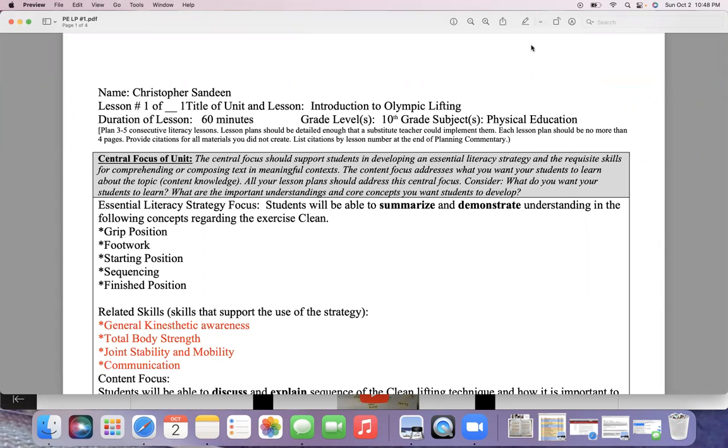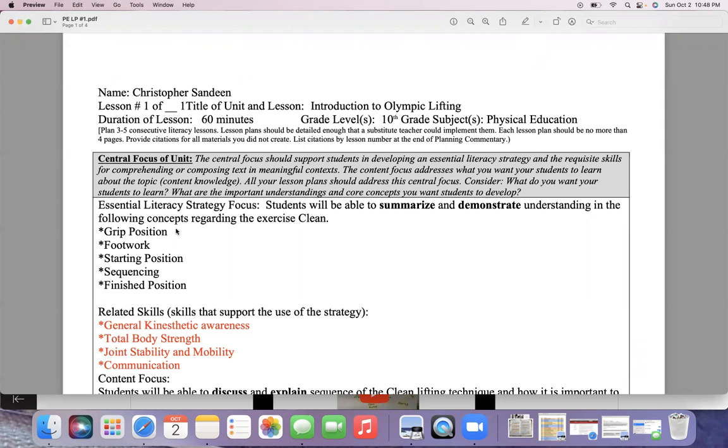So I'll be going over the Ed TPA lesson plan, and I'm using a sample for PE. So here at the top, we have our name, lesson and unit. For this sample, he is doing the intro to Olympic lifting. We show the duration of the lesson, grade level, and then grade subject, physical education.